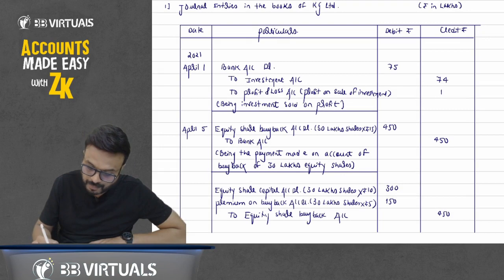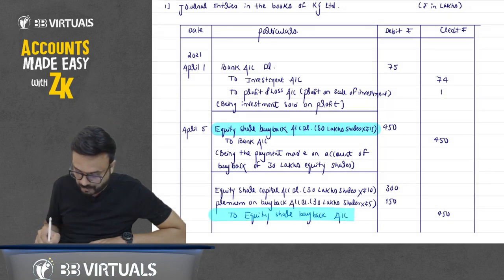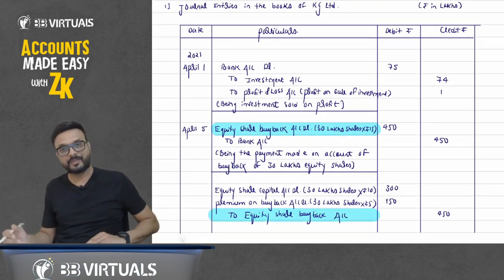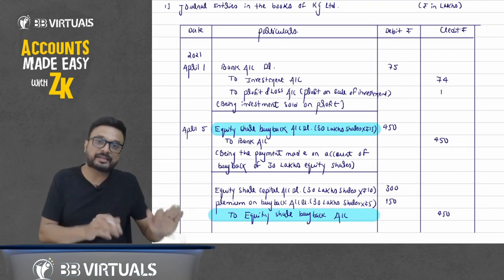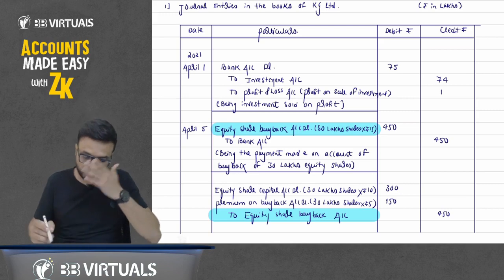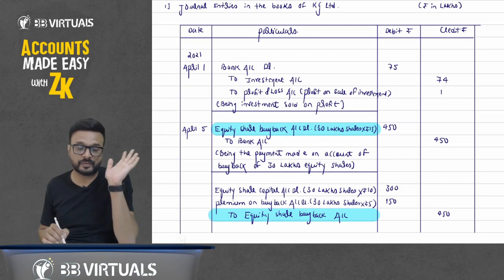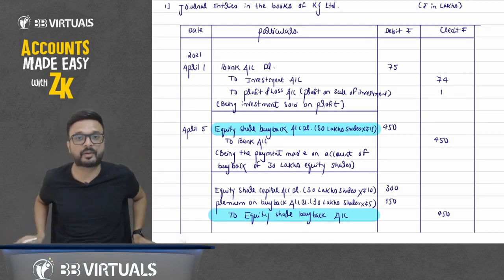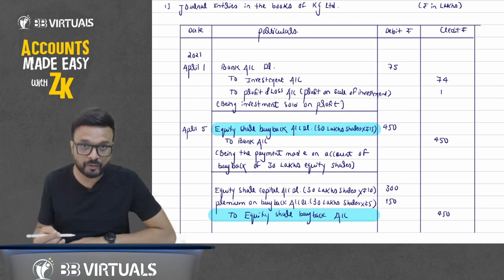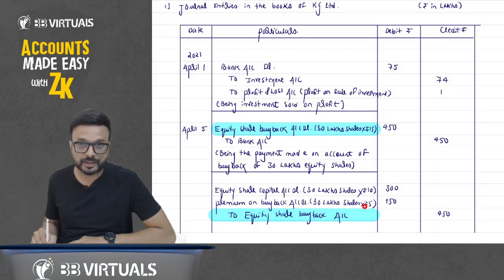So if you observe here, first you have debited equity share buyback account by rupees 450 and you have credited equity share buyback account by rupees 450. So that equity share buyback account gets cancelled. First you have purchased it and then cancelled against share capital. Remember, in equity share capital account we always record at face value only, because when you issue shares, you record at face value in the capital account. Now the premium that you have paid at the time of buyback is rupees 5 per share.